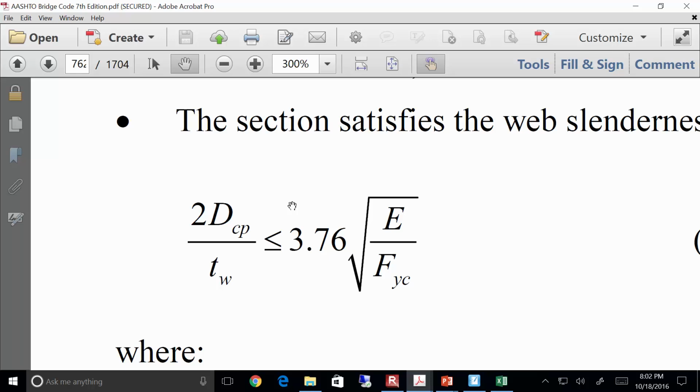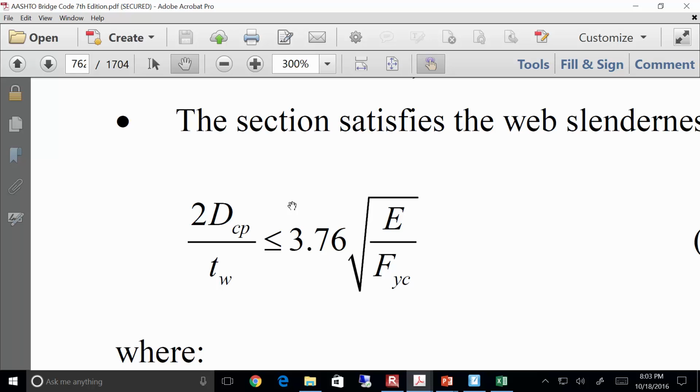Okay? The only term that might be a little confusing is this one right here, this Dcp. Now, if you recall from what we talked about a while back, D sub c stands for the depth of the web in compression. Okay? And D sub cp is the depth of web in compression at the plastic moment. Okay? At the plastic moment.